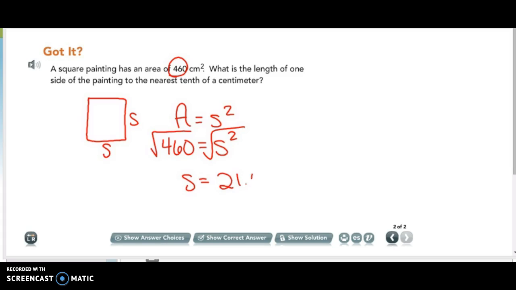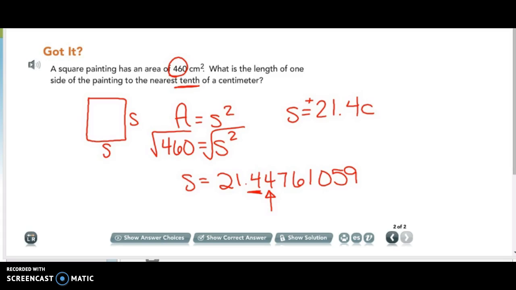So 21.44761059. This 4 is the nearest tenth, which is what they've asked me to go to. And so this one's going to stay the same. So the side length is going to be 21.4. And once again, we're only going to take a positive one on that because it doesn't make sense for a painting to have a negative length. So this is going to be my answer.